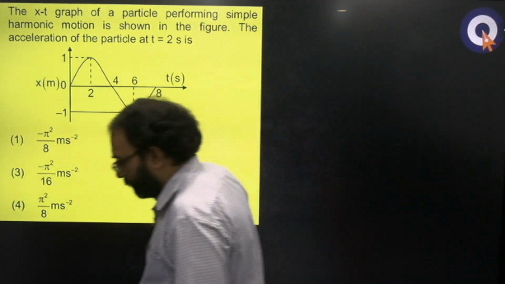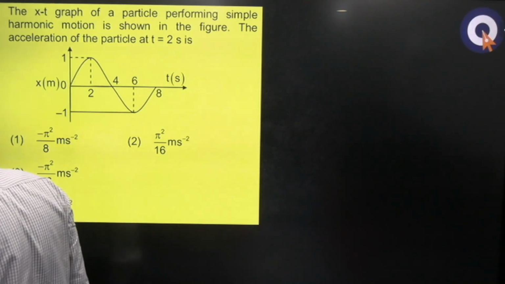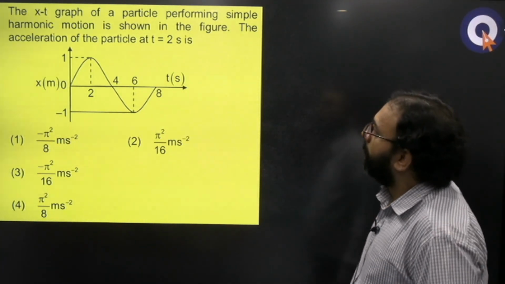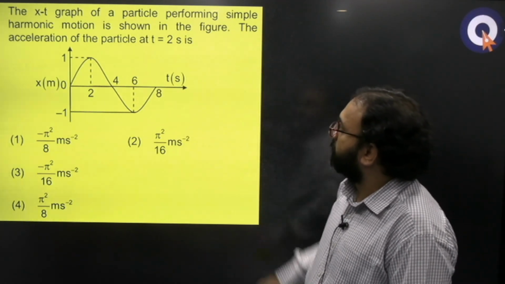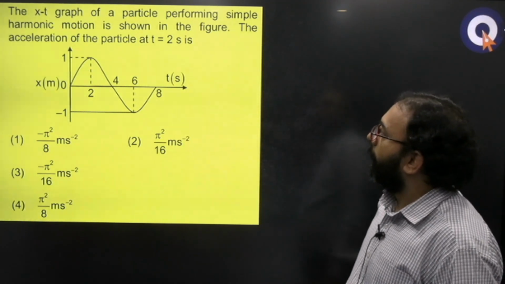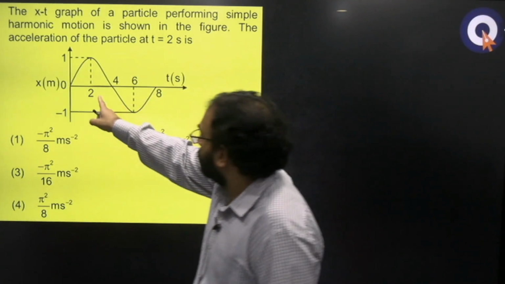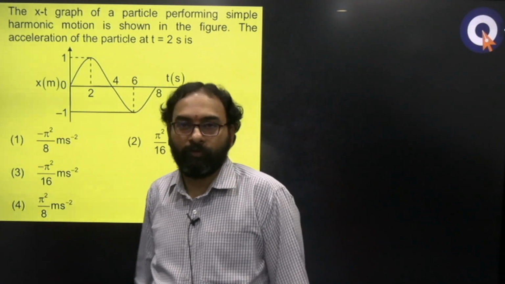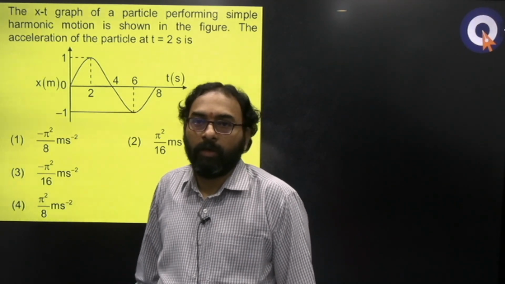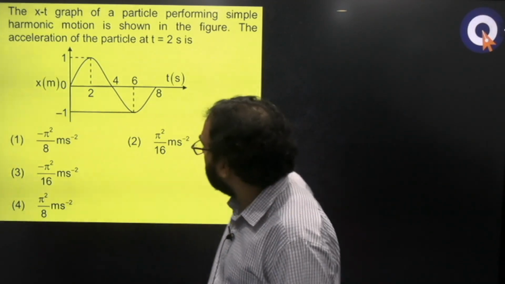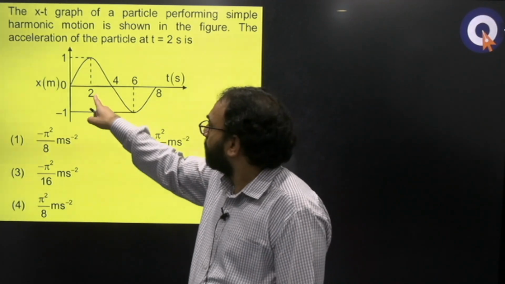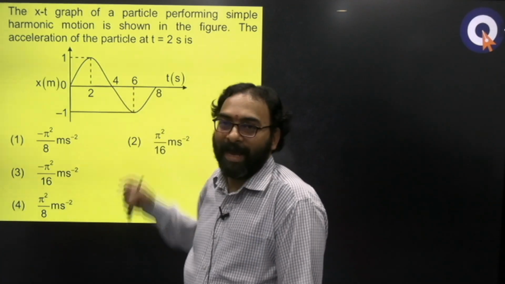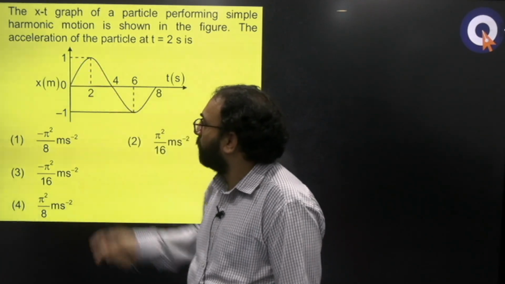Next question, all of you. Next one. The x-t graph of a particle under SHM, simple harmonic motion, is shown. Acceleration at 2 seconds. So here, one method is taking the equation, differentiating it, but it's lengthy. So in a very simple way, at 2 seconds, the particle is at its amplitude. So it is at its amplitude.